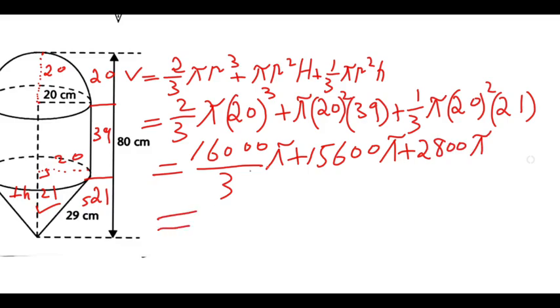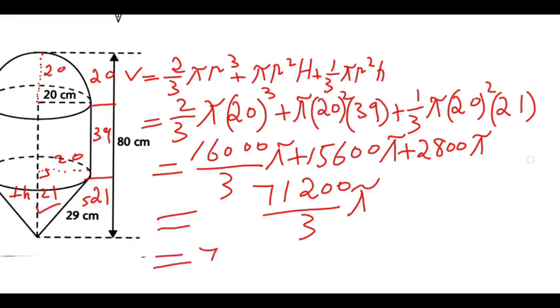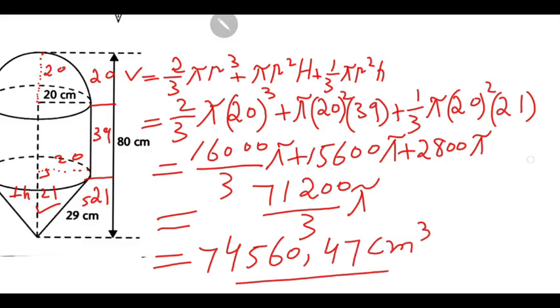Now you can see these are like terms because of pi. So I'm going to add all of them. 71,200 over 3 pi, and I open up the pi, use my calculator. Answer will be 74,560.47 centimeters cubed. This is my final answer.